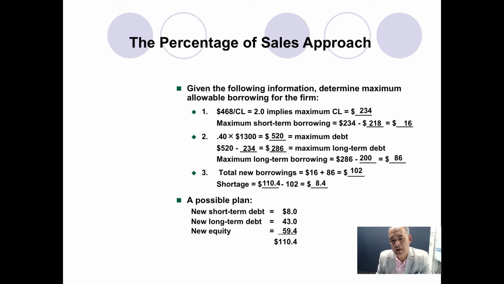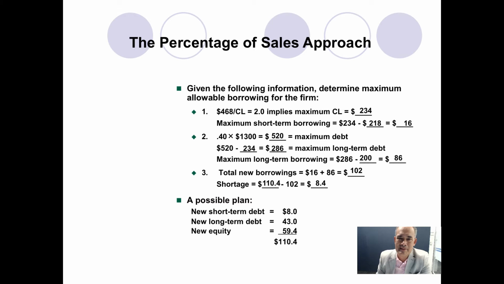Since right now I'm considering not only long-term debt but long-term and short-term debt, debt in general, and I have 234 million as short-term debt, the maximum extra long-term debt that I can gather is $286 million. But right now, as long-term debt, I have $200 million. So the extra long-term debt that I can gather is $86 million. So in total, I could gather as extra short-term or long-term debt $102 million.